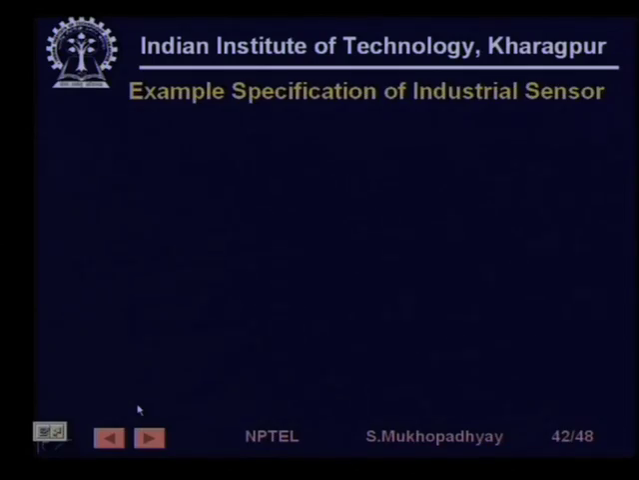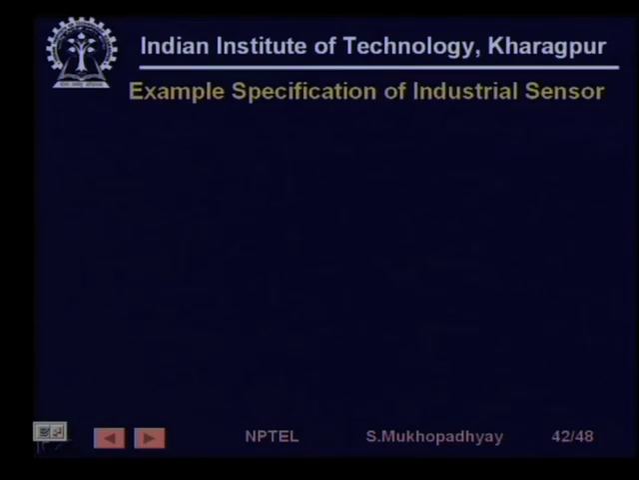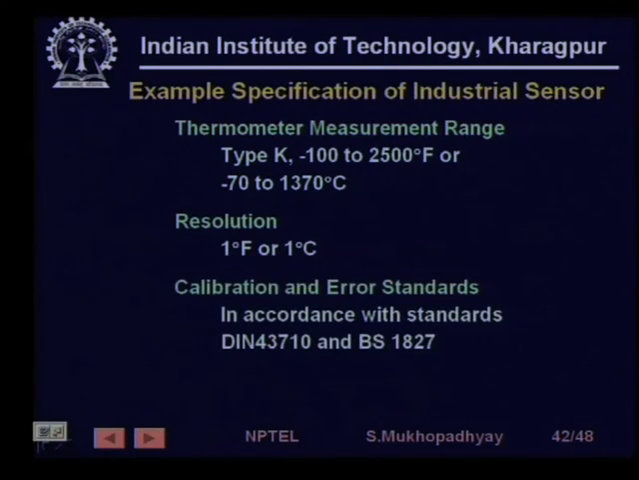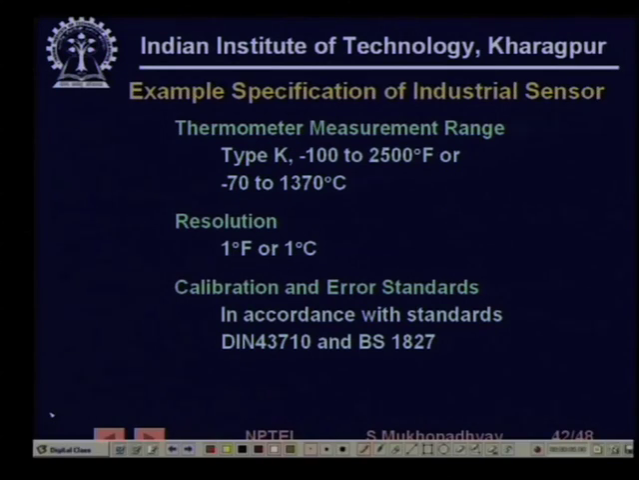So, we have seen the static and the dynamic characteristics of sensors. Now, let us see some example specifications. This is, for example, an industrial thermometer. See what it says, what all are stated. First of all it is based on a thermocouple, therefore, the type of the thermocouple is stated. We will see what the type of thermocouple is, but interestingly the range is given.